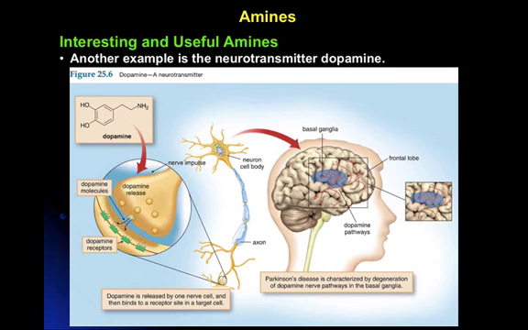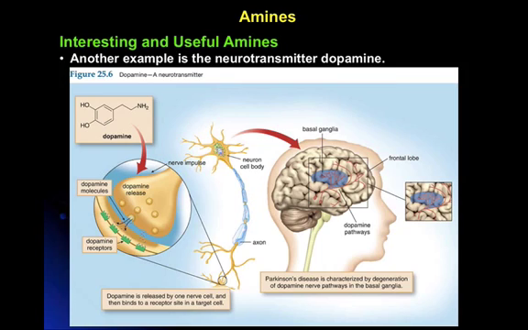Another example, this is dopamine. This is a neurotransmitter. It's a primary amine. Now wait a second, I thought I just said that primary amines were toxic? And they are, but they're also useful. Dopamine can kill you, but your body releases dopamine in very low concentrations on demand when needed. It does not store it as dopamine.